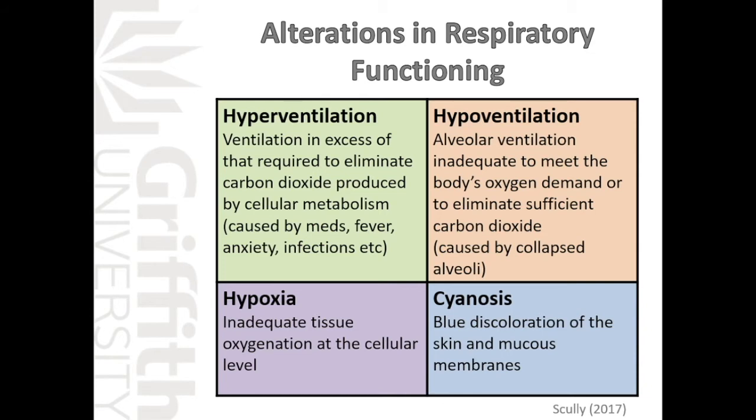On the flip side is inadequate ventilation, so hypoventilation, and there's not enough ventilation happening to meet the body's oxygen demand, and this can often be caused by atelectasis or collapsed alveoli. The bottom left there, hypoxia, is the inadequate tissue oxygenation at the cellular level and can be, if not treated appropriately, life-threatening. So one indication of hypoxia, and the one that we may notice first, is cyanosis, which is the blue discoloration of the skin and the mucous membranes, and I'll show you a picture of those just in a moment.